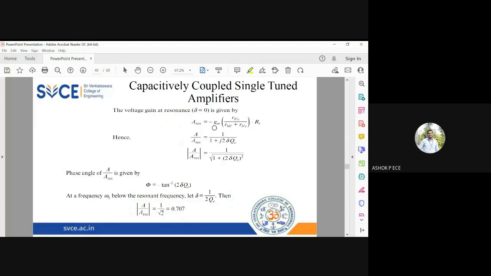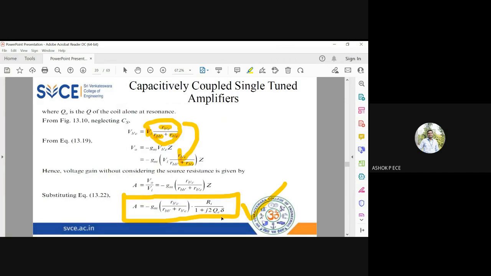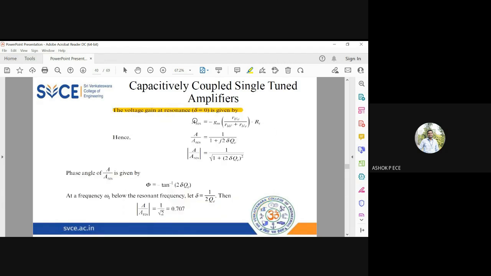Now we are going to find what is the gain at resonance. At resonance, I denote the gain by A_res. At resonance, when omega equals omega naught, delta will be 0. So I denote A resonant equal to, put delta equal to 0 here. You will get all the terms except this last term will be only RT, RT by 1 plus 0, so it will be RT. See here, A resonant equals minus gm into this term into RT.